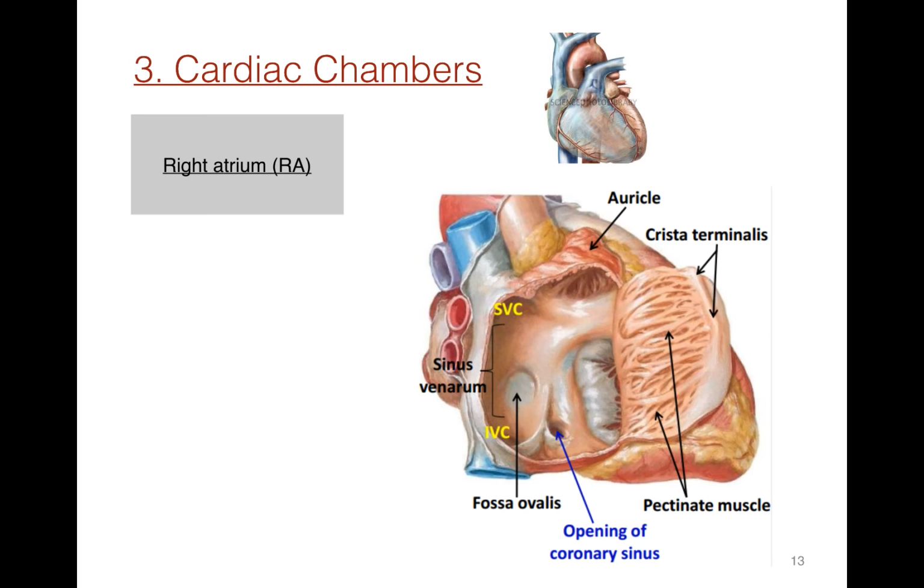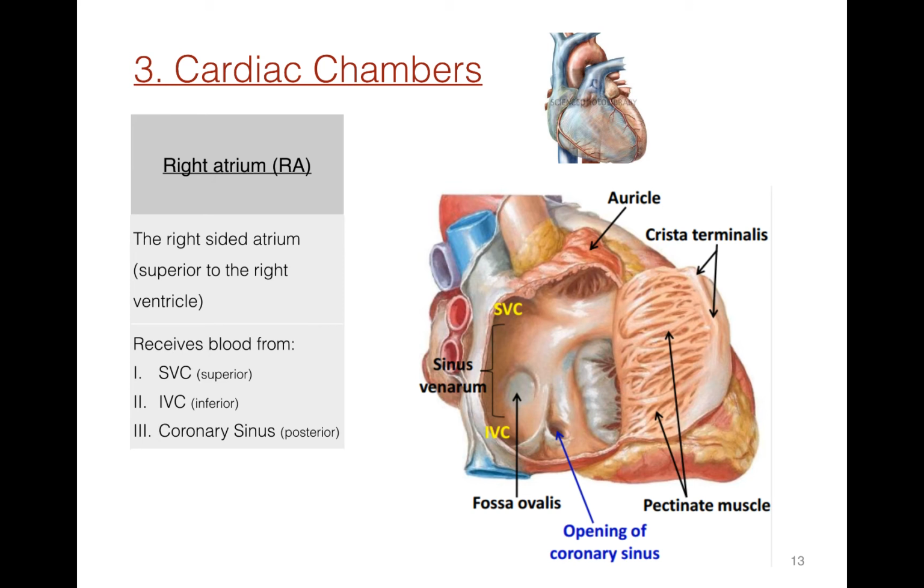The right atrium. As the name suggests, the right atrium is on the right side. It's superior to the right ventricle. The right atrium receives blood from the SVC and IVC, which we've spoken about, and from the coronary sinus also. The coronary sinus returns blood to the right atrium, blood that has nourished the heart muscle itself.